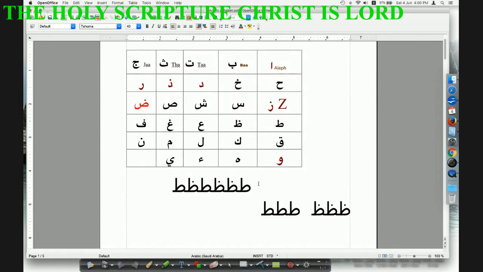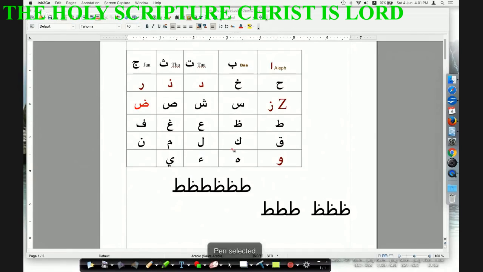And as I said, the only difference between ta and the as writing is the dot. Letter the has a dot. Letter ta does not have a dot. All right?